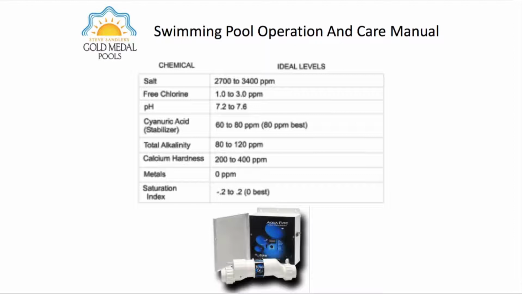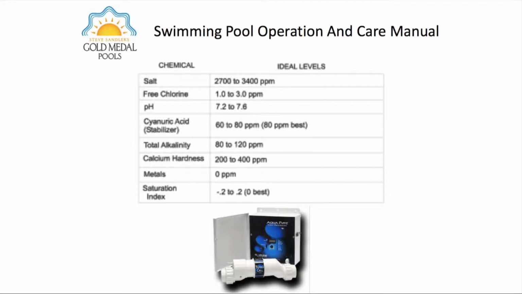For salt, you want to have 2700 to 3400 parts per million. With free chlorine, you want to have 1.0 to 3.0 parts per million. With your pH, you want it to be 7.2 to 7.6. Your cyanuric acid, which is your stabilizer, should be 60 to 80 parts per million. 80 parts per million is the best.